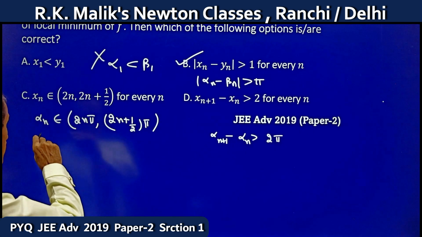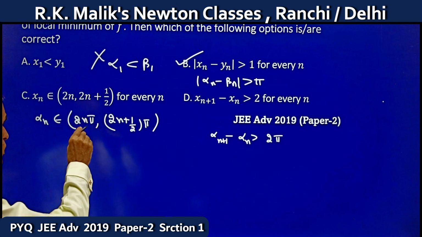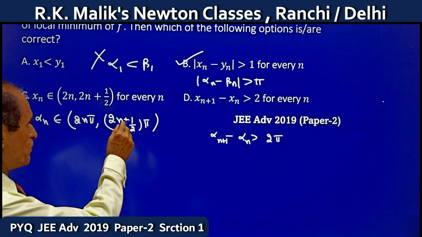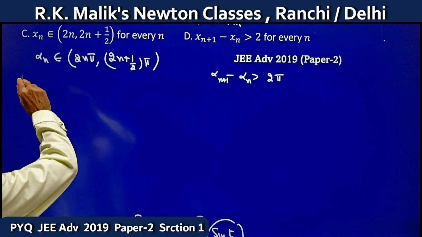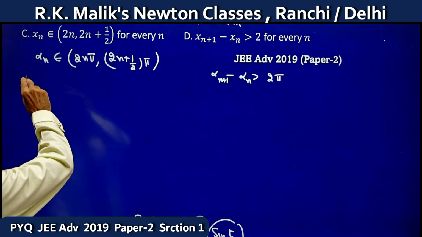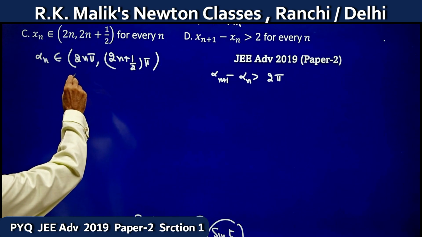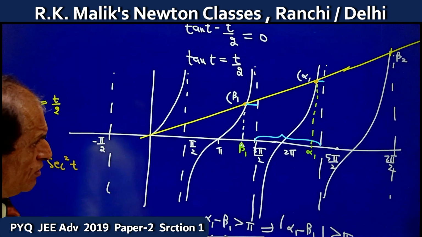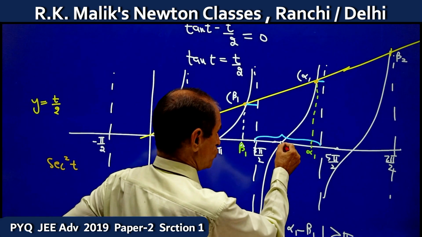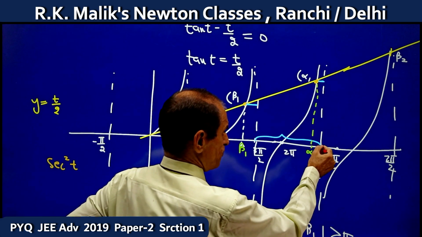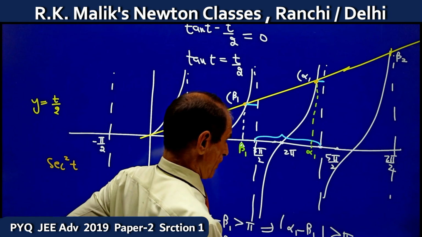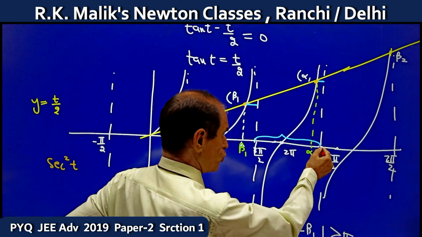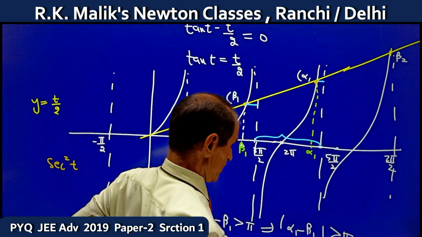And the next point to be checked is alpha n belongs to 2n pi to (2n plus 1 by 2) pi. That is 2n pi plus pi by 2. Let us first check for n equal to 1. Alpha 1 belongs to 2 pi to 2 pi plus pi by 2. This is a point having x coordinate 2 pi. This is a point having x coordinate 2 pi plus pi by 2. Therefore, alpha 1 lies between 2 pi and 2 pi plus pi by 2 is correct.